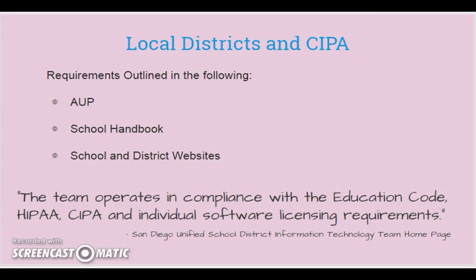When looking into how local schools and districts are accomplishing this, I discovered that the San Diego County Office of Ed and Juvenile Court and Community Schools outlined these compliancy requirements in their acceptable use policy. In the San Diego Unified School District, information on CIPA compliance was located in their Information Technology Team site. At my organization, a local Catholic school, internet safety guidelines and CIPA compliance requirements were outlined in our acceptable use policy and also in the school handbook.